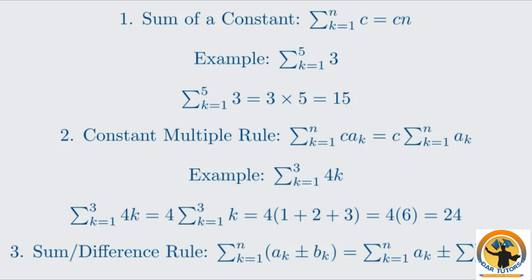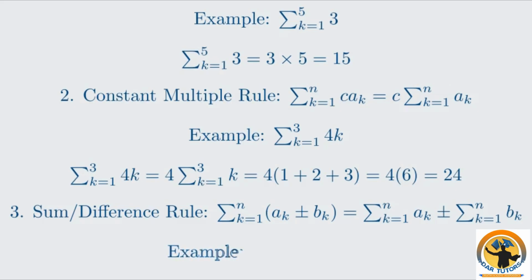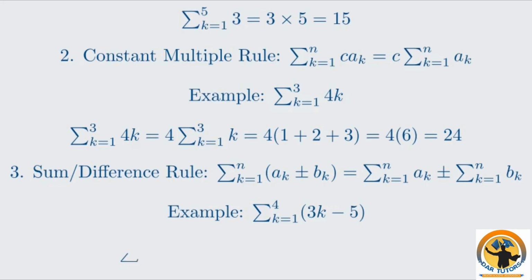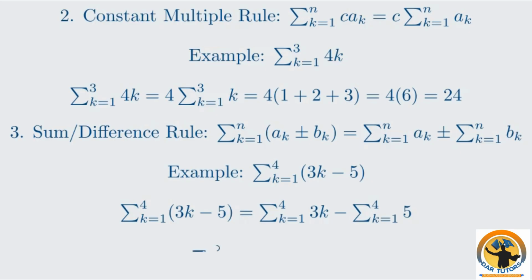Let's see this in action. We want to evaluate the sum from k equals 1 to 4 of 3k minus 5. We can split this into two summations, the sum of 3k minus the sum of 5. Now we can apply the constant multiple rule to the first part and the sum of a constant rule to the second part. This gives us 3 times the sum of k minus 5 times 4.